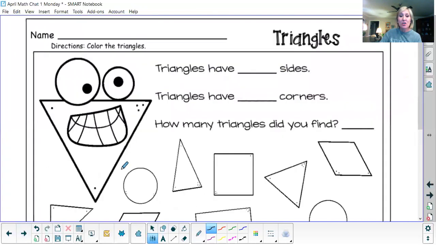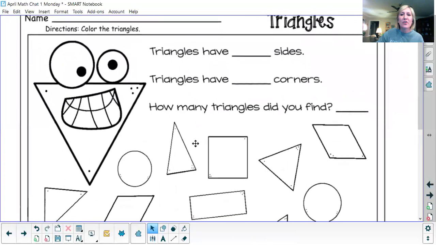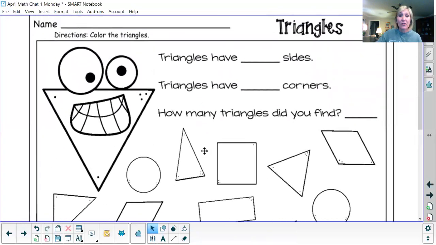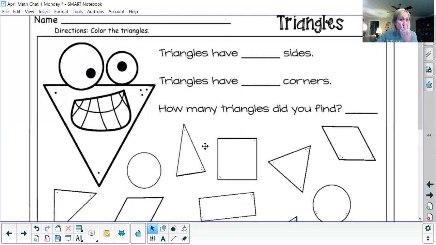And I'm going to show you the sheets that you have to do today on your own. They're pretty easy. I think you'll like them though. The first sheet is about one of our two-dimensional figures, the triangle. Remember, tri means 3. So you're going to complete this sentence. Triangles have blank sides. How many sides? Remember, the sides are the lines that make up the shape. And triangles have blank corners. And the other word for corner is vertices.